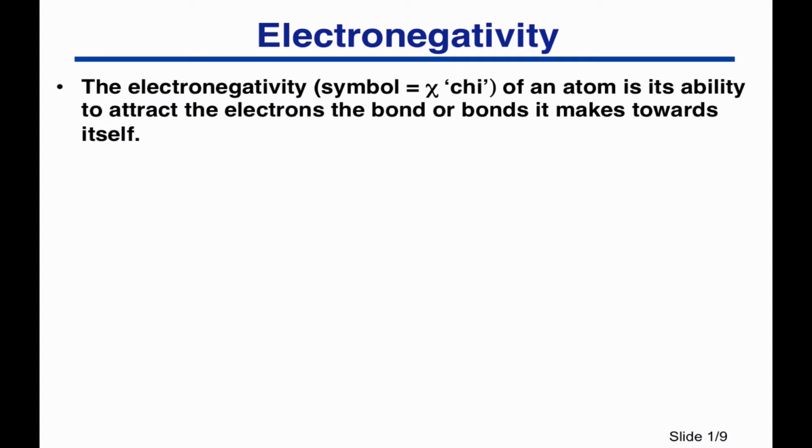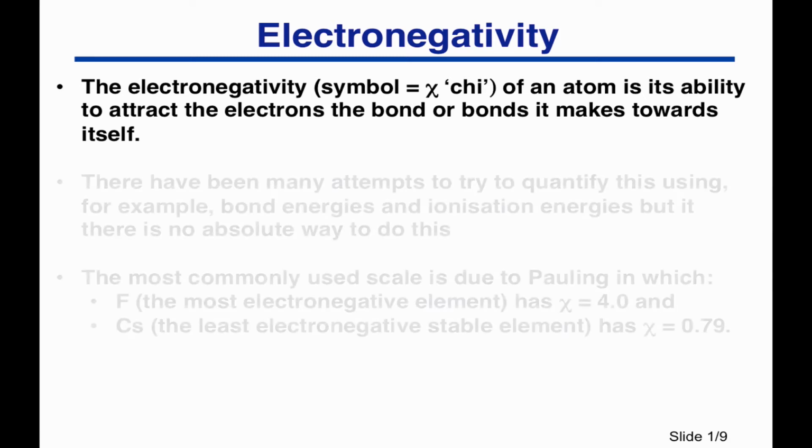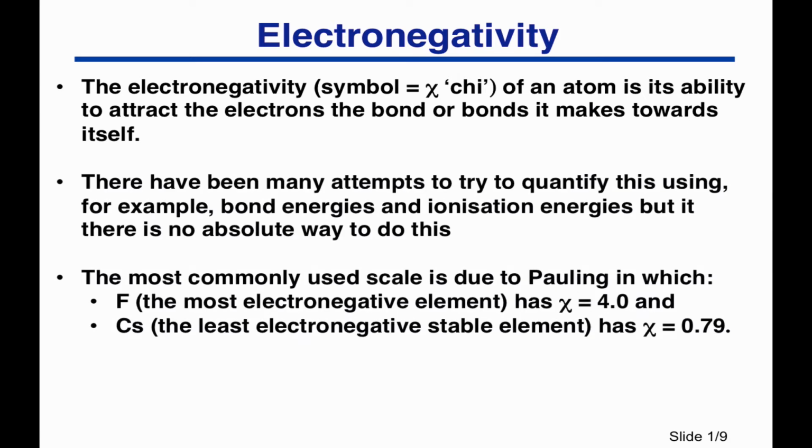In this video we're going to talk about electronegativity, symbol chi. This is the ability of an atom in a molecule to attract electrons in bonds towards itself. This is a really useful concept for thinking about chemical bonding, but it's actually one that's difficult to put numbers to. There's been many attempts to do this using bond energies and ionization energies, for example, but any scale is not absolute. The most commonly used scale is that due to Pauling, and this has fluorine having a value of 4 and cesium having a value of 0.79.